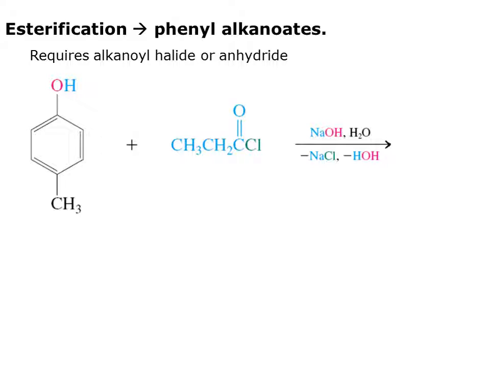Extending to that, we can also use a halide or an anhydride with a strong base, again pulling off the proton from our phenol and having that act as a nucleophile. So this is an additional way for us to make an ester off the ring.